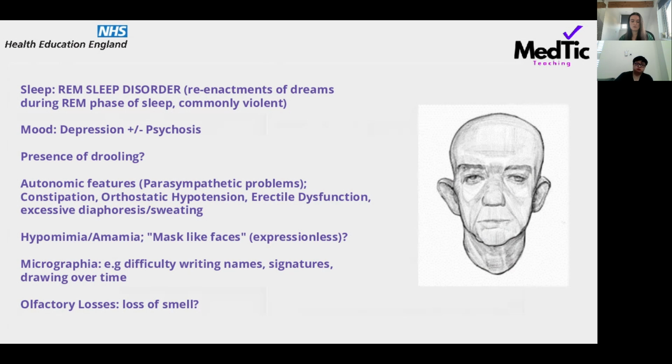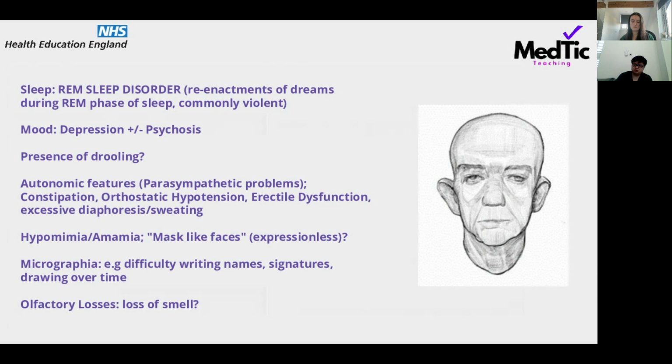They can have sudden mood changes with depression or even psychosis. They may be drooling more often than before. Autonomic features, which are parasympathetic problems such as constipation, orthostatic hypotension, which is a cause that you need to rule out. Erectile dysfunction and excessive sweating can be a feature of it as well. Amimia or hypomimia basically means an expressionless face, which looks like a mask, which is why we call them mask-like faces, like in the picture over here. Micrographia, where they try to write their names or draw a picture, but it's very tiny and illegible at the same time. And they can even present olfactory losses.